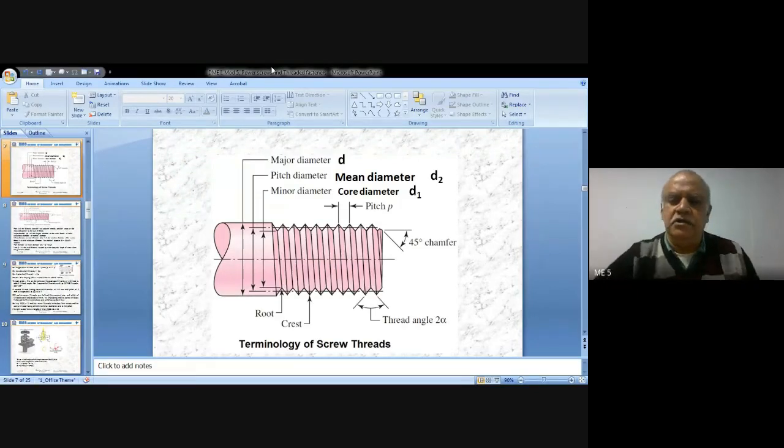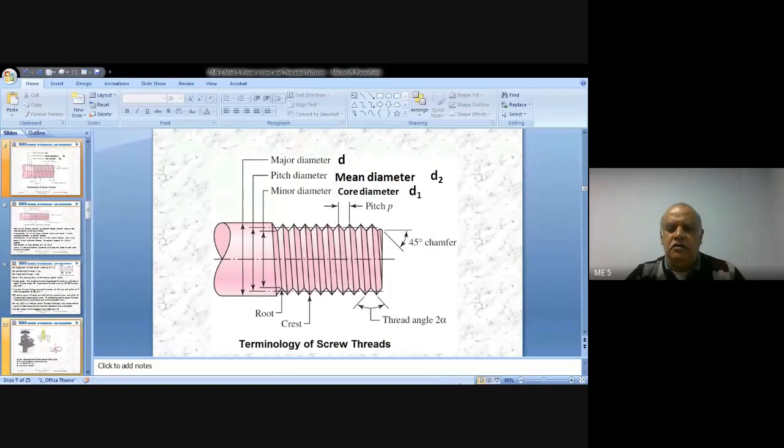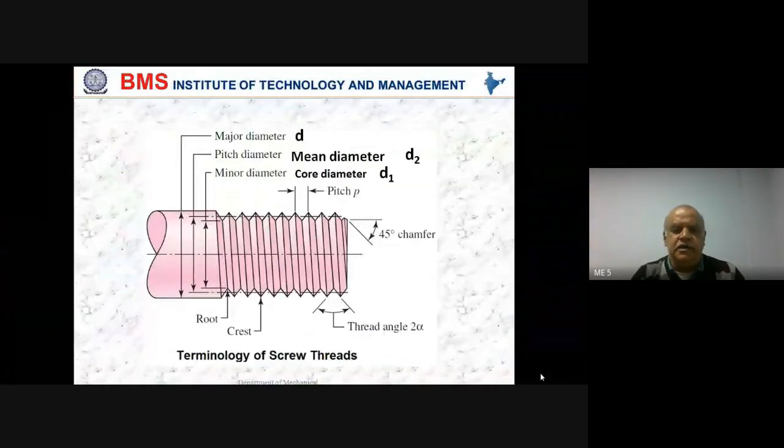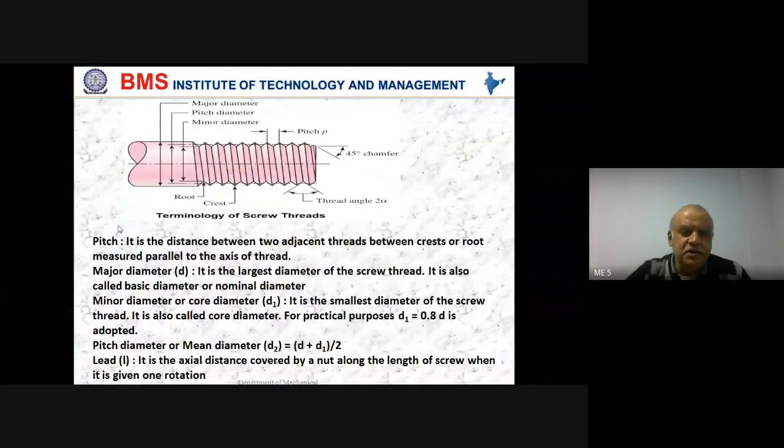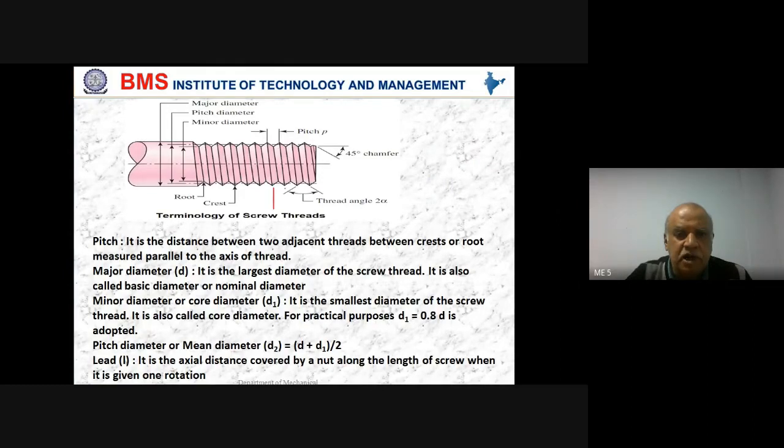So this is the terminology of screw threads, I think you have taken. Next, let's understand what each term is. Pitch is the distance between two adjacent crests or roots, measured parallel to the axis of the thread. This is the pitch of the thread, either between two crests or two roots. So this is the pitch.